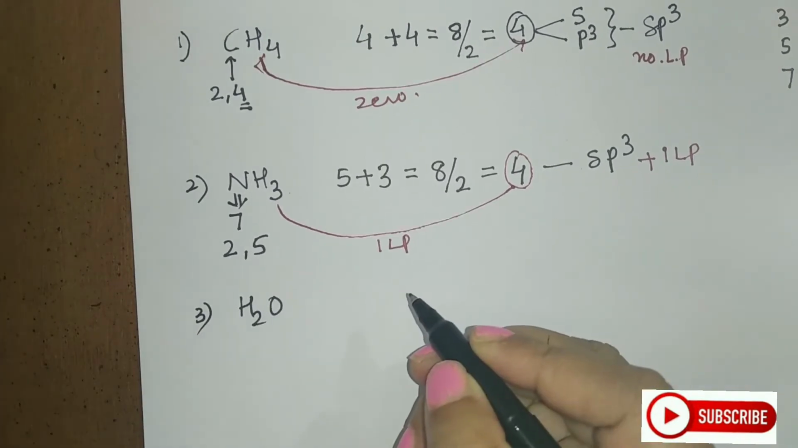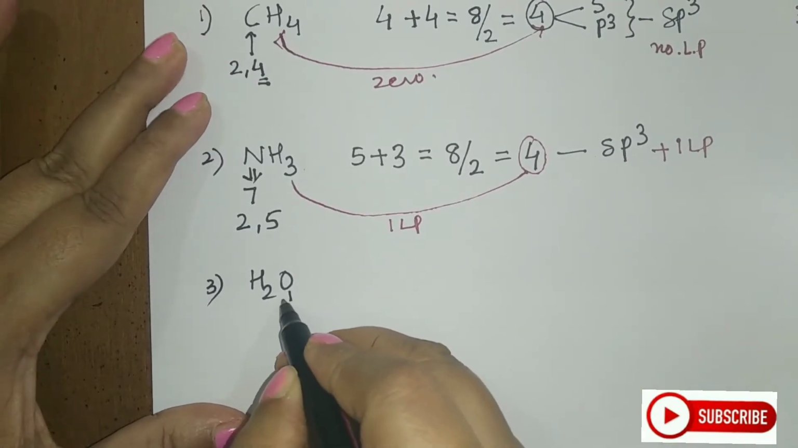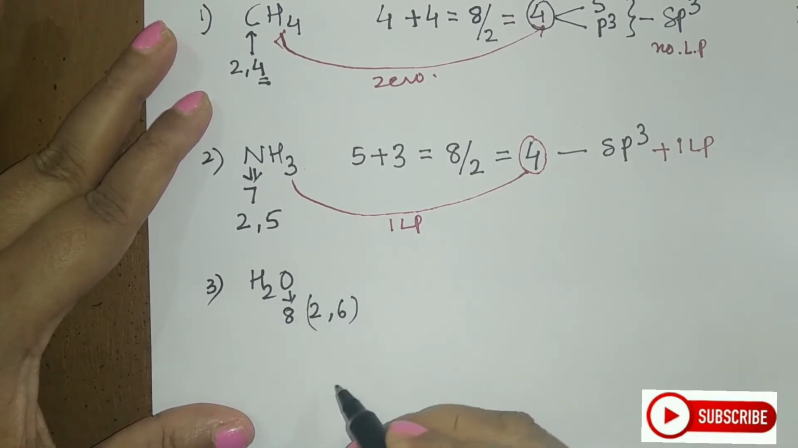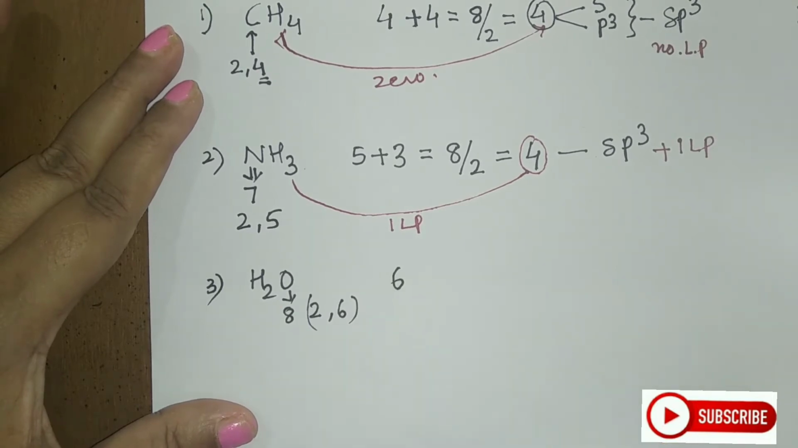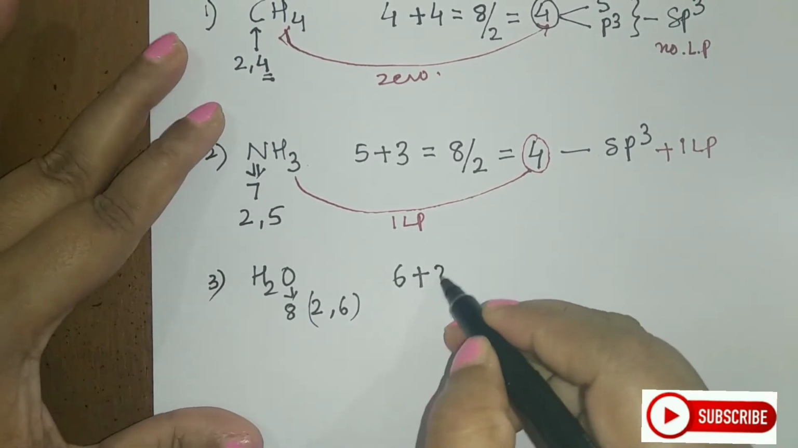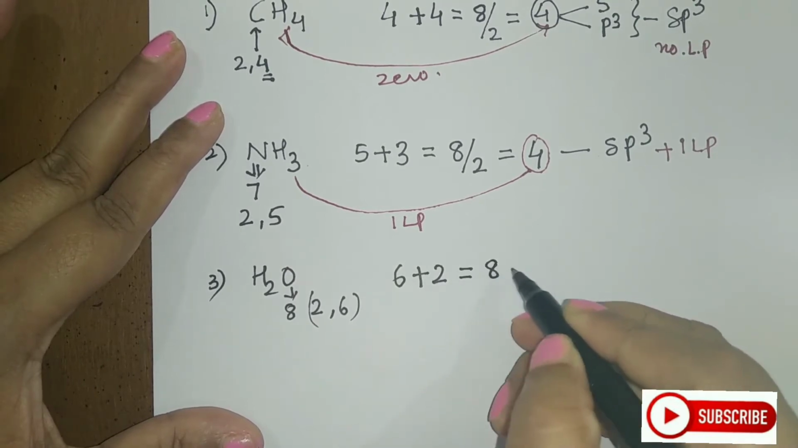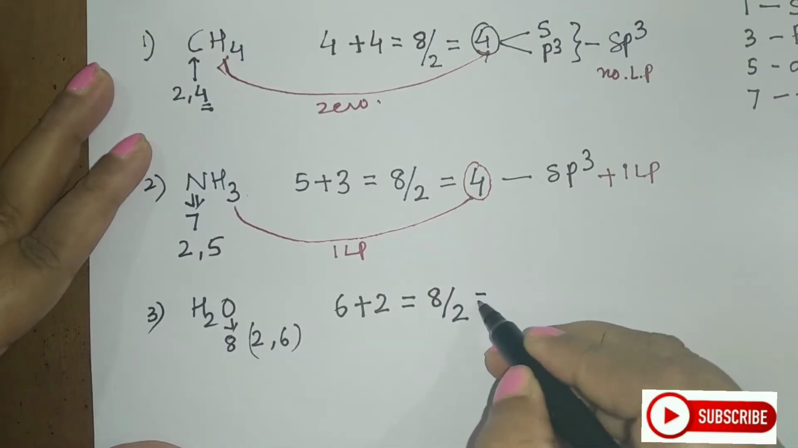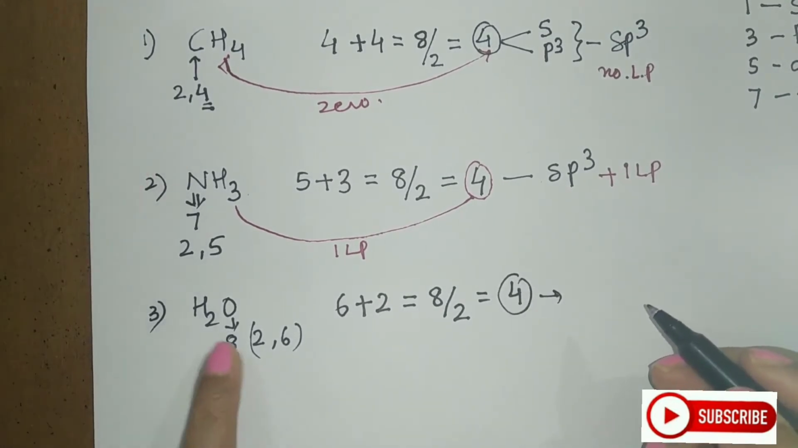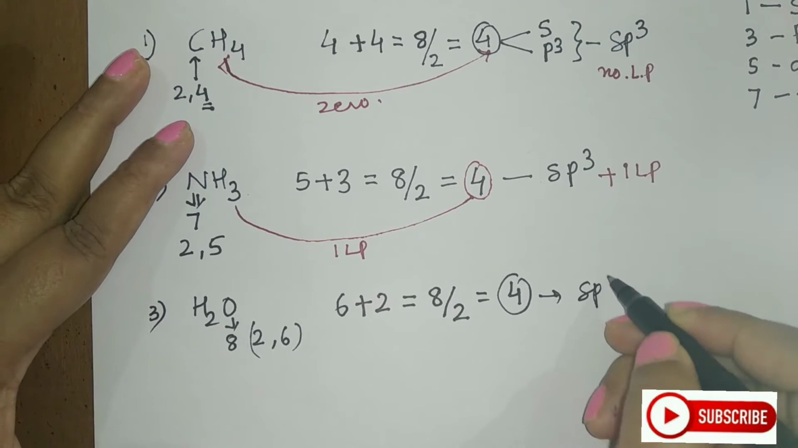Here the central atom is oxygen. Oxygen's atomic number is 8. Its electronic configuration is 2 and 6. So there are 6 valence electrons. Attached monovalent atoms are 2. So add this 2 to this, you will get 8. Divide this by 2, you get 4. Means again here oxygen is also undergoing sp3 hybridization.